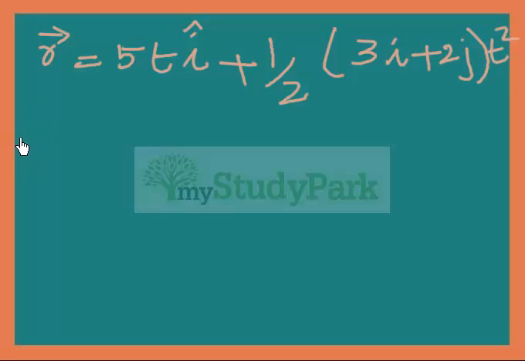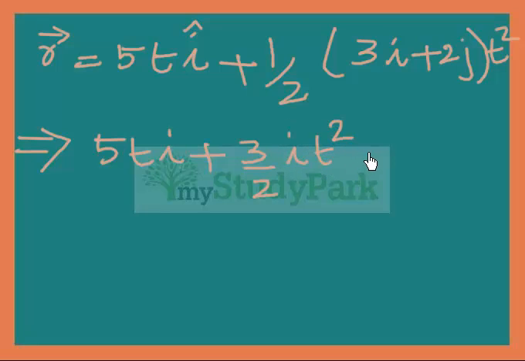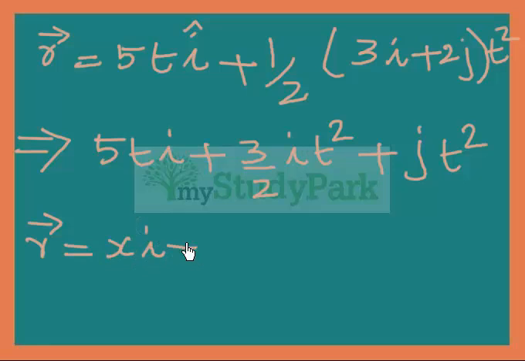So we can expand the bracket in such a way that r bar becomes 5t i plus 3 by 2 i into t square plus j t square, because when you take this 1 by 2 inside, with the 2 you get 2 by 2, which is equal to 1. And this is nothing but r bar. r bar can be written as x i plus y j. So in this problem, you've been given that x equals 84.